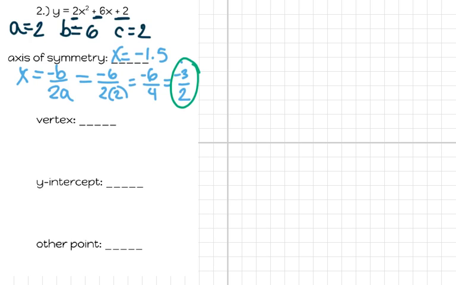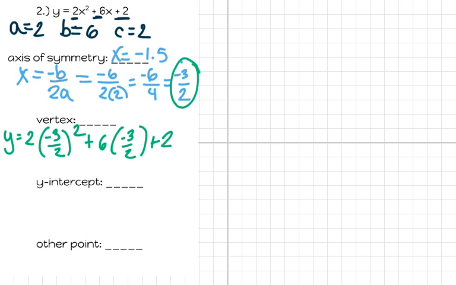So we're going to plug that value into the given function. So y equals 2 times the quantity negative 3/2 squared, plus 6 times negative 3/2 plus 2. You will have calculators. If we were in class right now, we'd actually be using our graphing calculators. So feel free at home to use your own graphing calculator if you have one. If not, you may use the calculator on the computer or whatever device you're using.